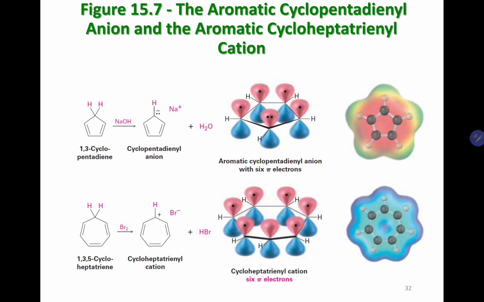All right, so this is the same two ions that we talked about before, the cyclopentadienyl anion and cycloheptatrienyl cation. We learned that they are both aromatic, and in here you have the orbital picture so that you can see how the pi electrons are arranged. All 6 pi electrons are conjugated in this system. In here also, all 6 pi electrons in these 7 p orbitals are conjugated, making them aromatic.